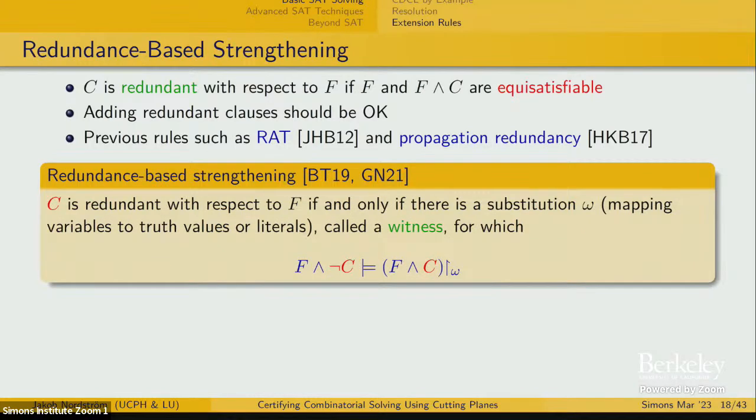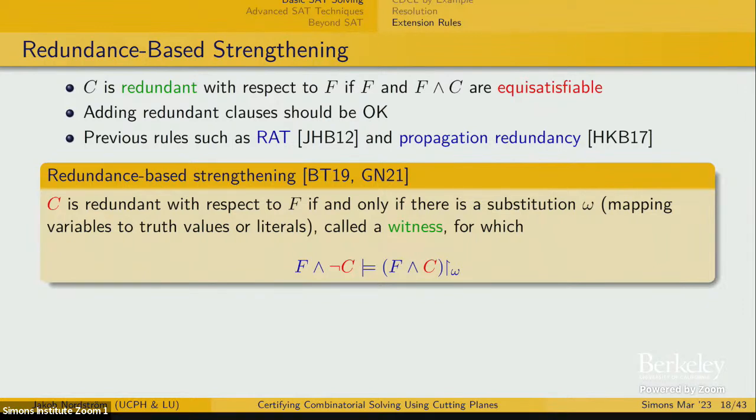And all of these different rules are captured by something that we call redundance-based strengthening, building on previous work by Buss and Thapen. So all of these different RAT rules and propagation redundancy rules are basically special cases of the following rule. And here comes the first interesting proof complexity rule. I claim that we should be able to add a clause C to a formula F if and only if I can find a substitution omega, which I will think of as a witness. A substitution maps variables either to truth values or to other literals, for which the following implication holds: F and not C should imply F and C under this substitution omega. If this holds, and I will need some efficiently verifiable way of checking this implication, then you should allow me to add C.